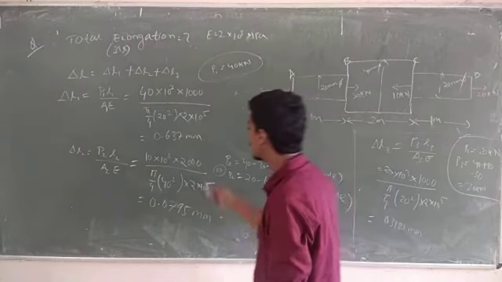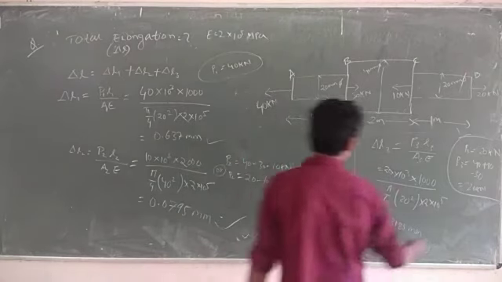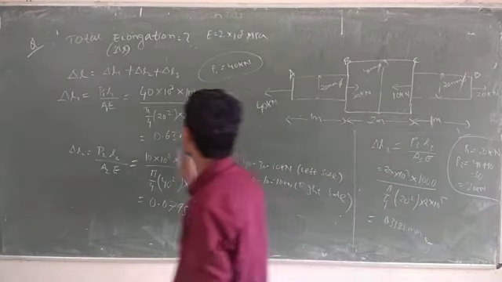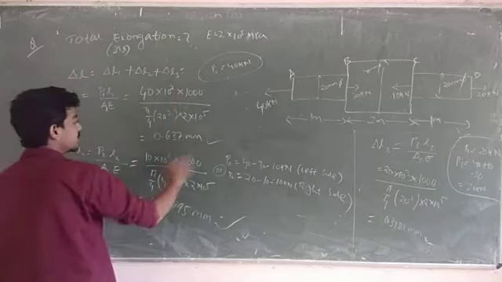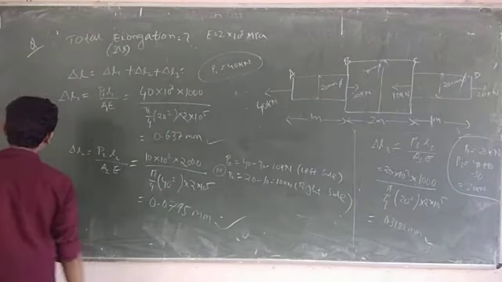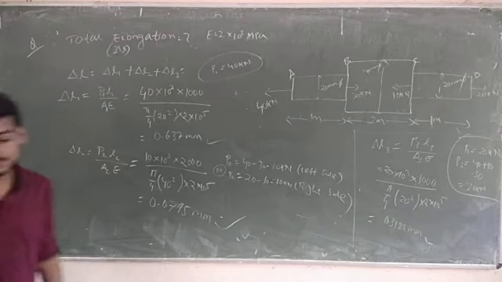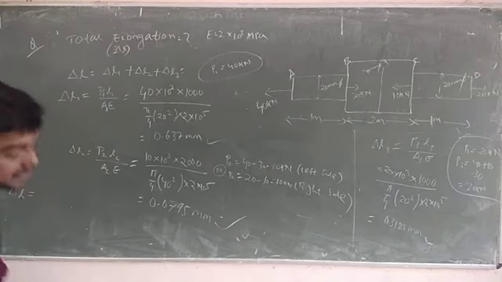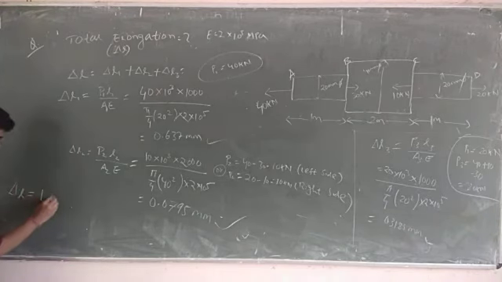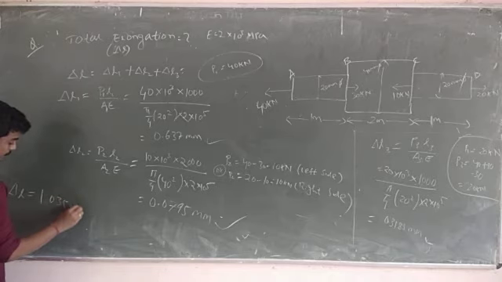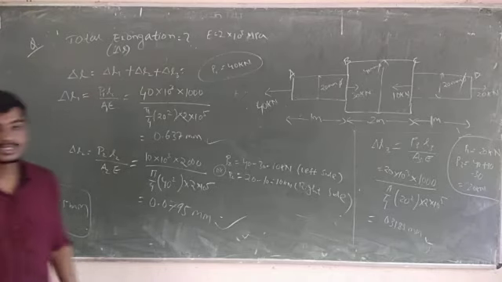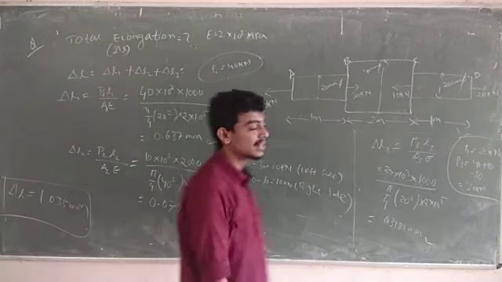Now just add all those three terms, then you will get your answer here. Add 3 terms. So delta L equal to, after adding, you are getting your final answer as 1.035. Hope this is clear to everyone. If any doubt, you can ask me. Okay.